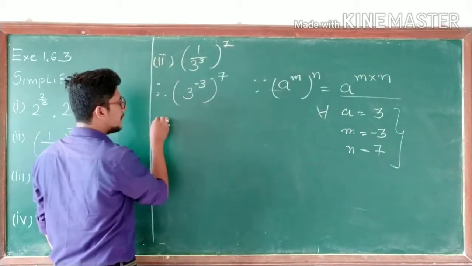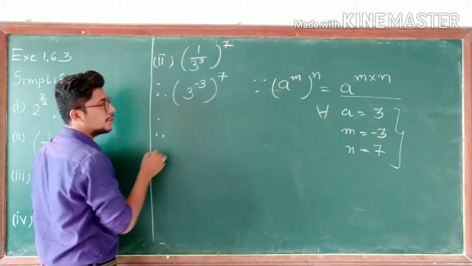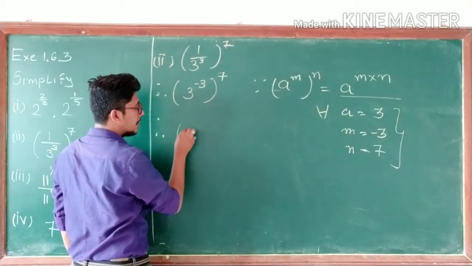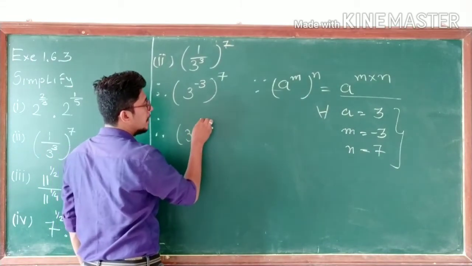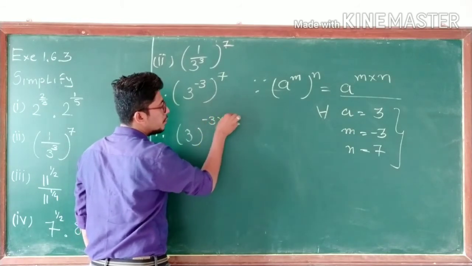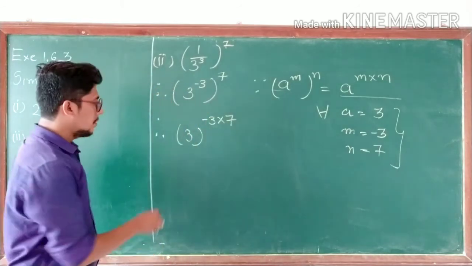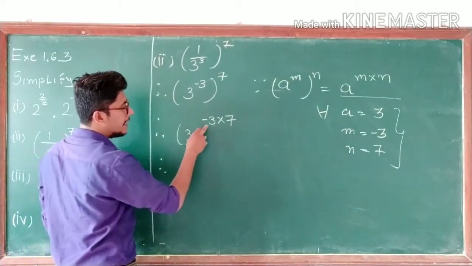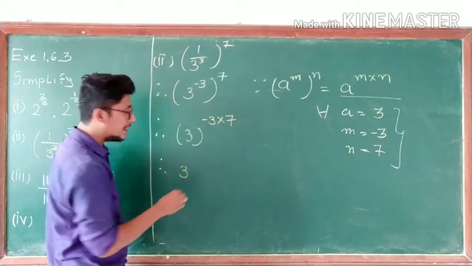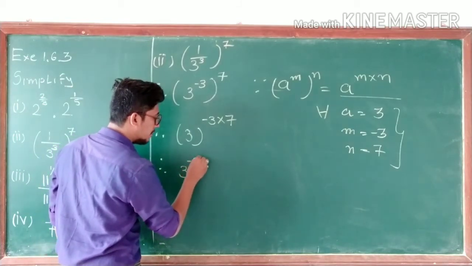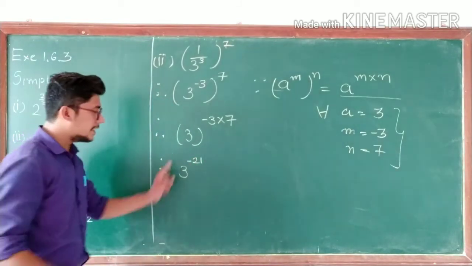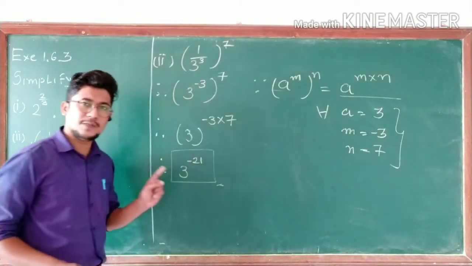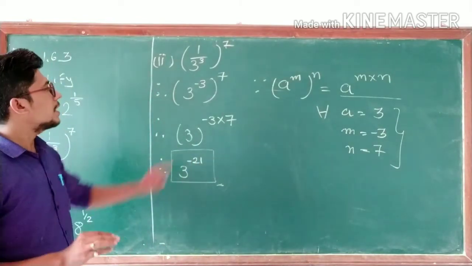So now what we are getting? Therefore a power m into n, that means 3 power minus 3 into 7. So now what will you get? 3 will be as it is, minus 3 into 7, that is minus 21. So 3 power minus 21. This answer is also acceptable. ये आंसर लिखा तो भी चलेगा, but look at the question.